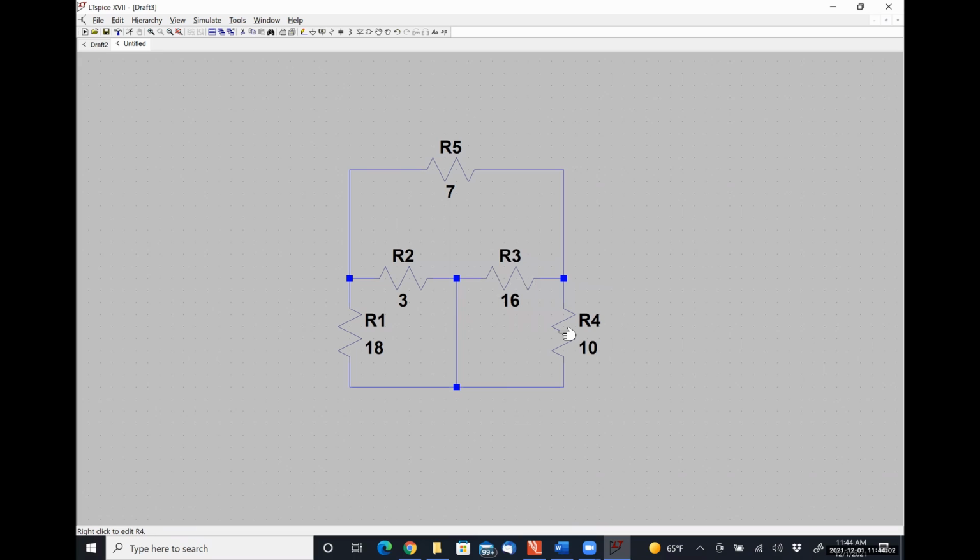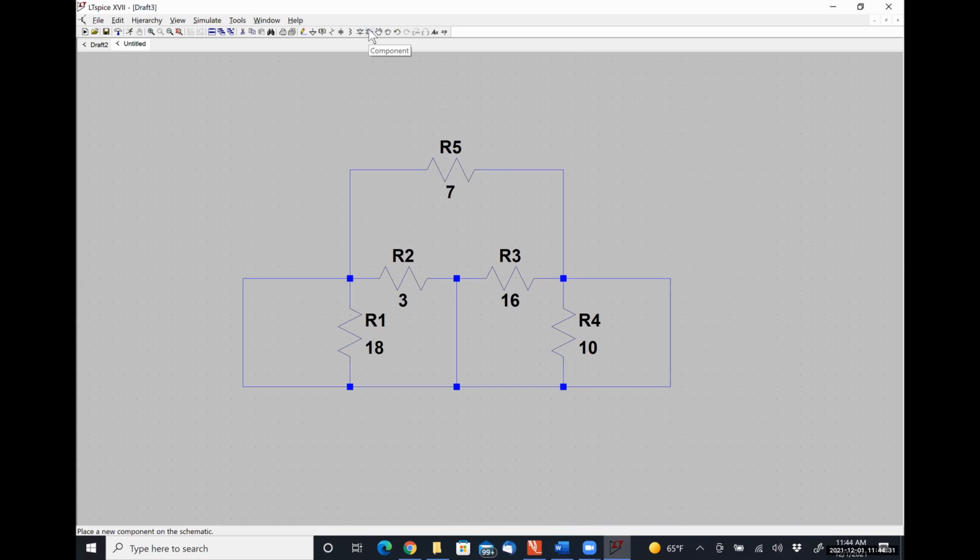So I have all of my resistor values set up correctly. The next thing I'm going to do is wire up my current sources. I'm going to go from this node here where the 3 and the 18 ohm resistor are connected and give myself a chunk of wire and kind of wrap it around like so. I'm going to do something similar over here between the 4 and the 16.